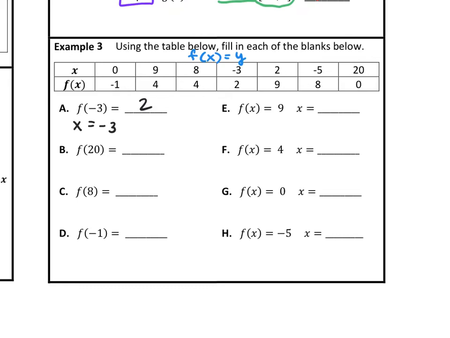Let's try it again. Example B. The value inside the parentheses is my x. So they're saying x equals 20. So I'm going to go on my table and look for x equals 20. Well, it's right here. What's the y value that corresponds to this 20? 0. So my y equals 0. So we're just following this format, and after the equal sign is my y.